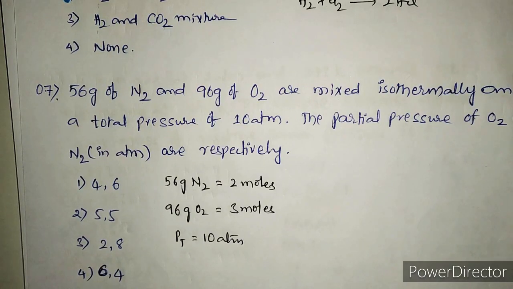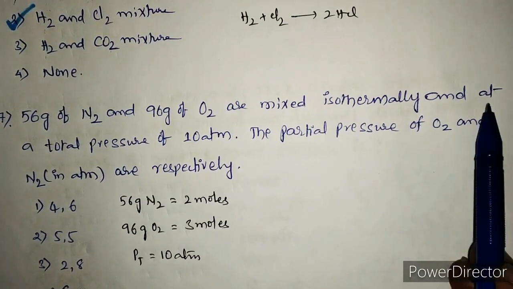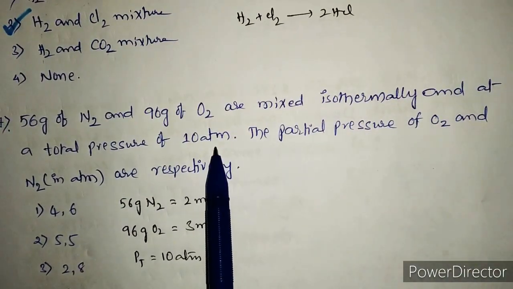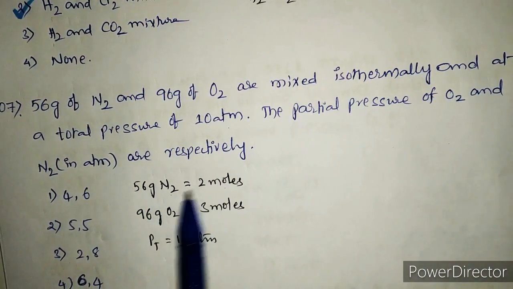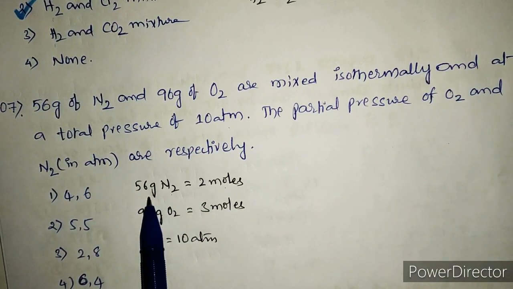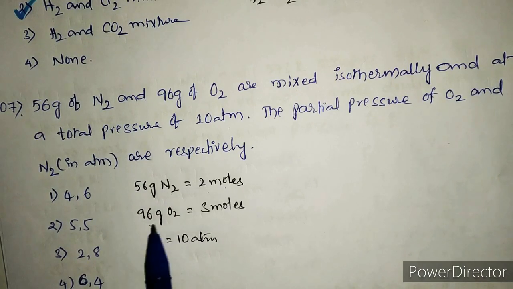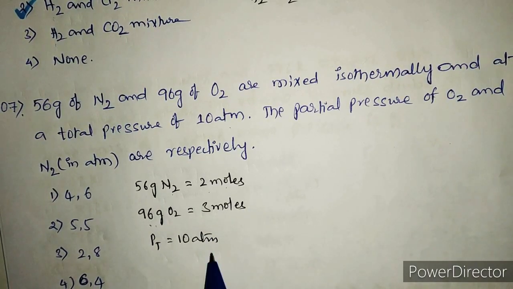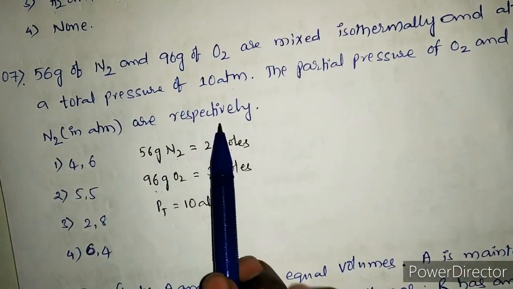56 grams of nitrogen and 96 grams of oxygen are mixed isothermally at a total pressure of 10 atmospheres. So what is the data given? 28 grams of nitrogen is 1 mole, so 56 grams is 2 moles. 32 grams of oxygen is 1 mole, so 96 grams means 3 moles, and P total given is 10 atmospheres. What is the question? The partial pressures of oxygen and nitrogen are respectively.